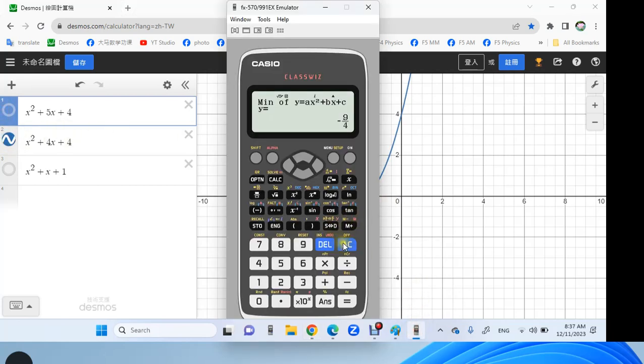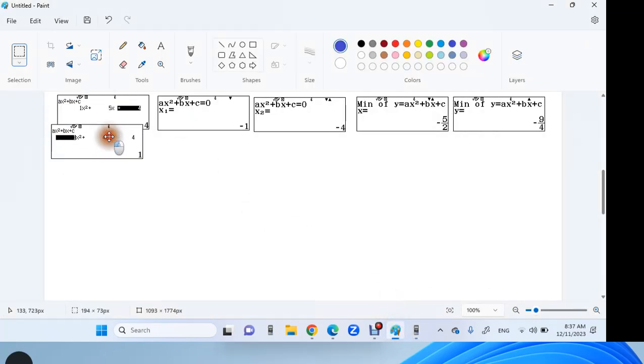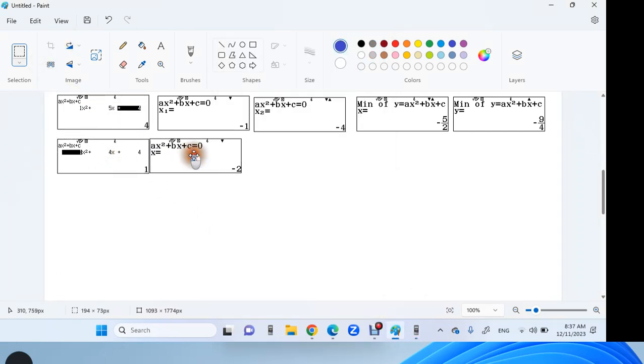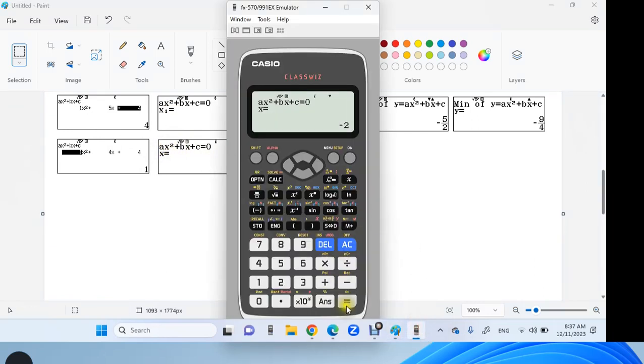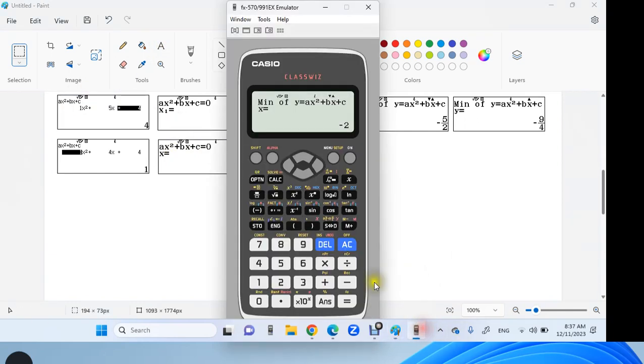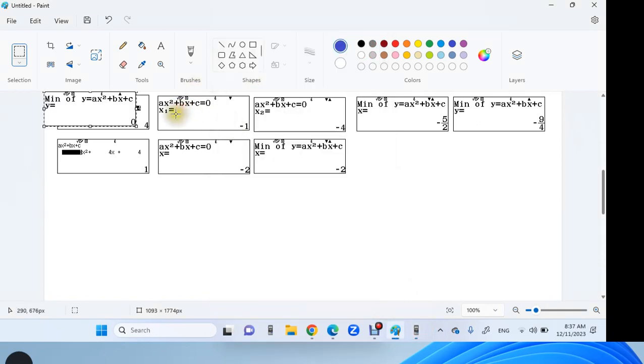So for the second case, we have 1x squared plus 4x plus 4. So the 1, 4, 4 here. When I press equal, then the calculator will show you x only. So how do you know that we have one root or two roots? The calculator will show you x1, x2 if there are two roots. If it shows x only, then there is only one root. And the root is actually the axis of symmetry. And this is the corresponding minimum point.